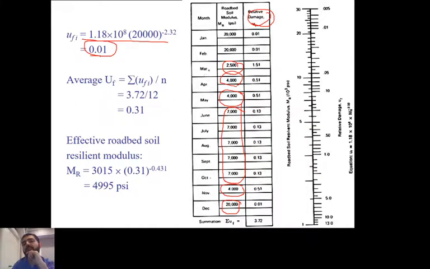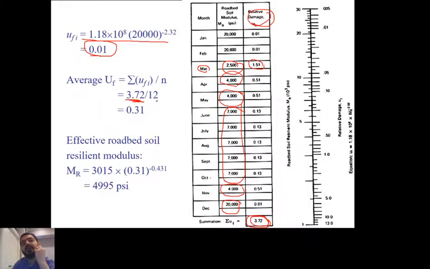Now, if I want to pick March, for example, it's the same, 1.18 times 10 to the power 8 times 2,500 to the power minus 2.32. I'll be able to see the highest amount of damage is in the month of March, which is 1.51. So the idea here, you're going to need to do this equation for 12 times. Then you're going to sum them up. You're going to sum up all the damages, which is 3.72 right here.